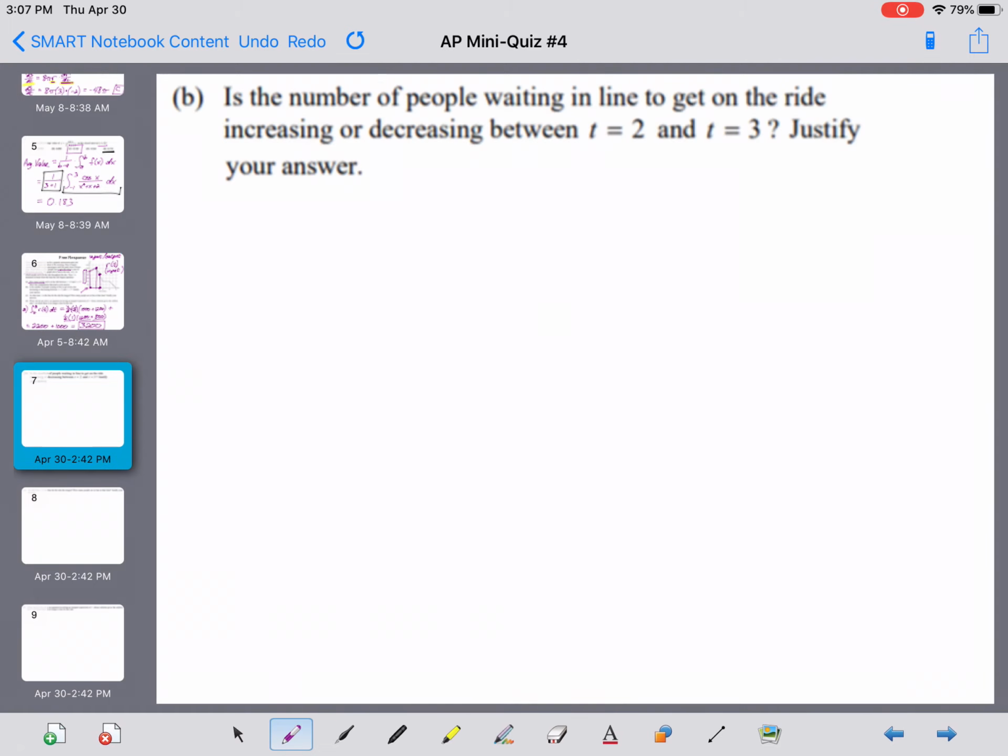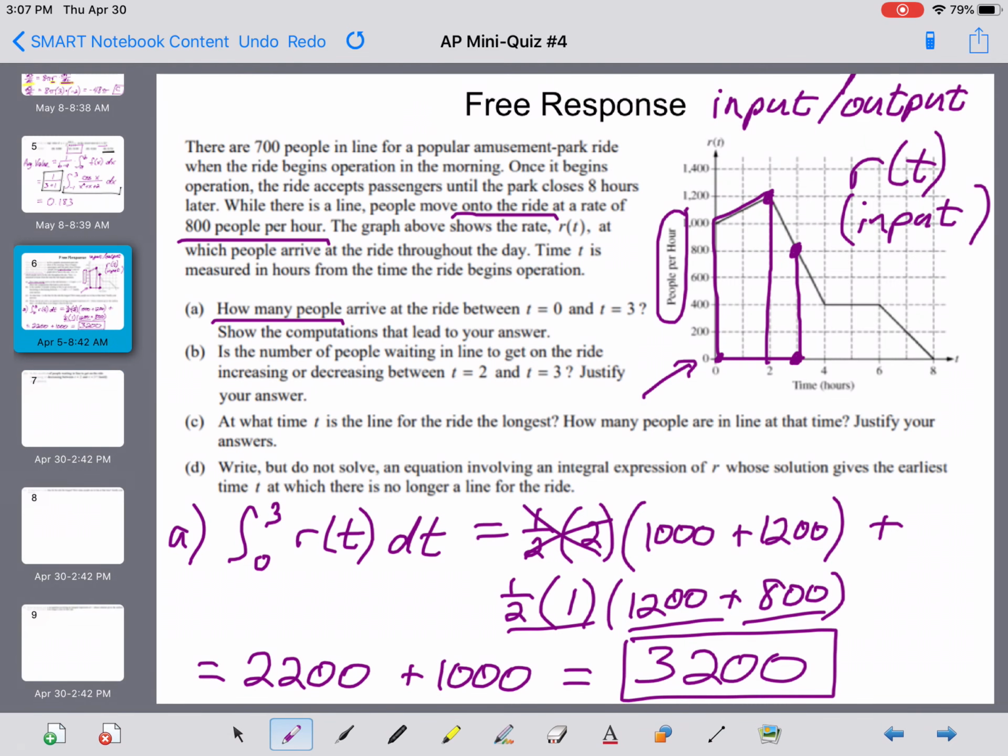Let's move on to part B now. Is the number of people waiting in line to get on the ride increasing or decreasing between t equals 2 and t equals 3? And of course, we have to justify our answer here. A lot of people really overthought this one. Let me go ahead and erase some of the gobbledygook that I put on that graph right there, and let's take a look at what's going on.